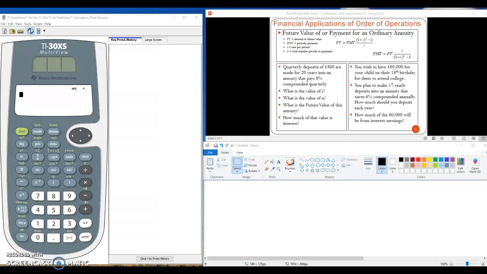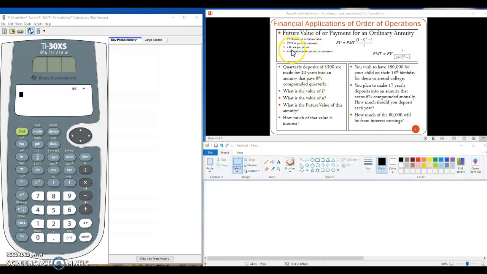So we're going to take a look at a formula, and again, if you're asked to do this on the quiz, you will be given the information in this top box with the formula and the details of what each value stands for. So as we read our problem, quarterly deposits of $500 are made for 20 years into an annuity that pays 8% compounded quarterly. The first question that we're asked is, what is the value of I?